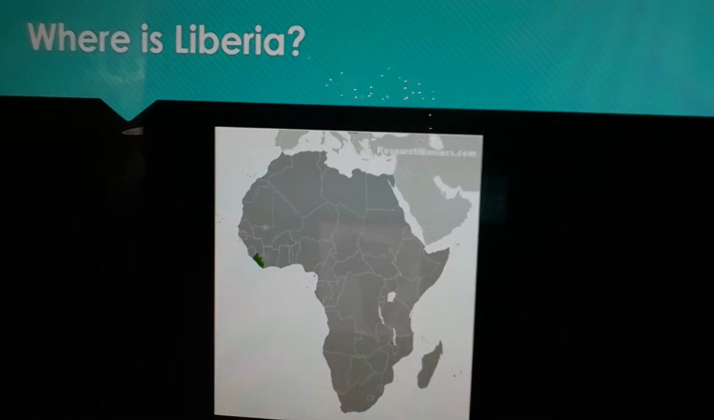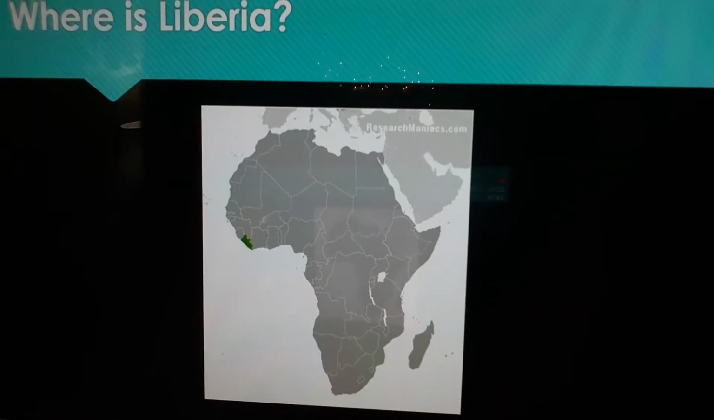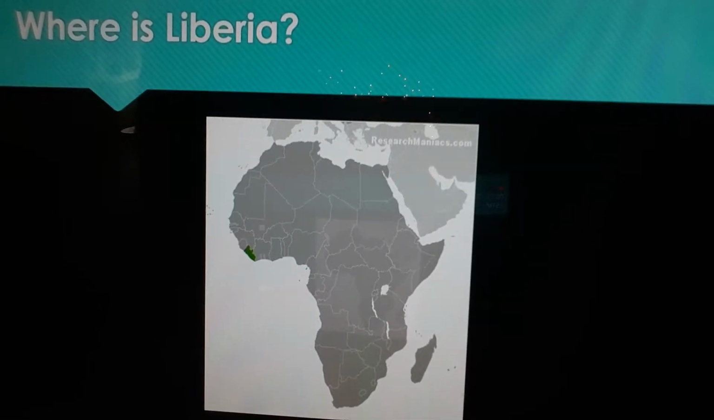So the Africans that have ancestors that were from Africa and Liberia, they wanted to move them back there so they could be in their homeland or culture, like be around more people that are more like them. So this is just an image of Africa, and if you see the green dot, that is Liberia. It's very small.